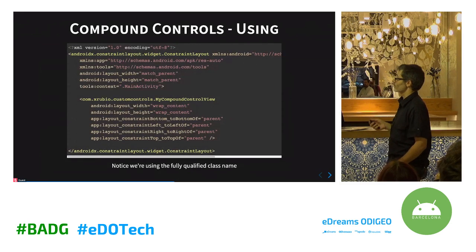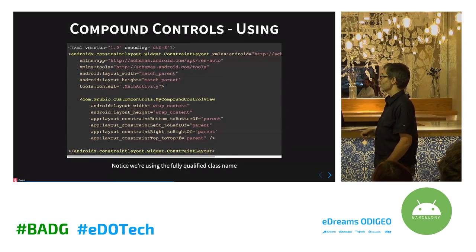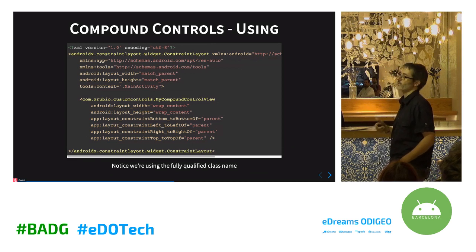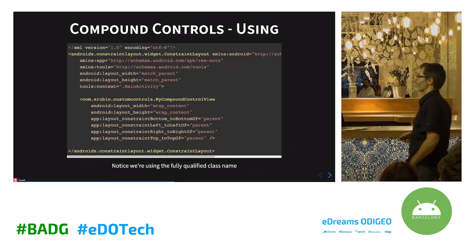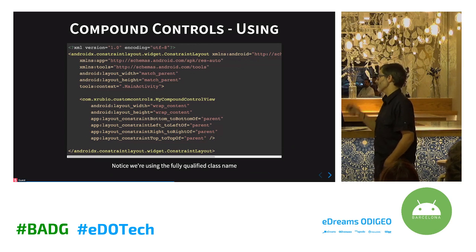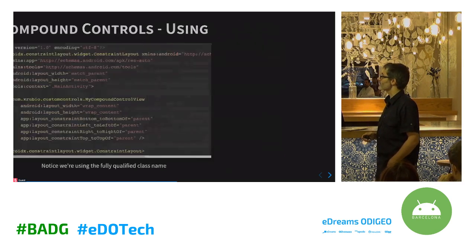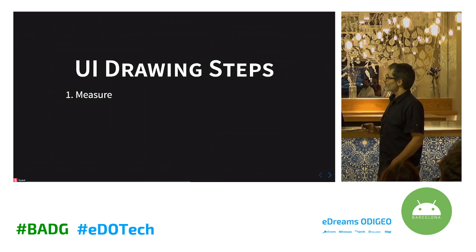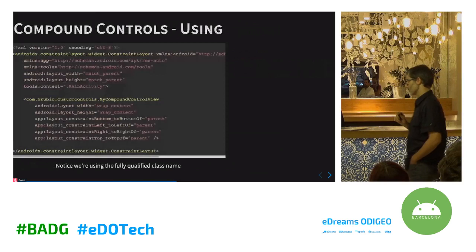Then, how do we use this control? Basically, like we use any other control. The only detail here is that we need to specify the fully qualified name. We are already doing this for example, for constraint layout in this example, so it's nothing that we are not used to, but we need to just remember this. Okay, so that would be custom controls.